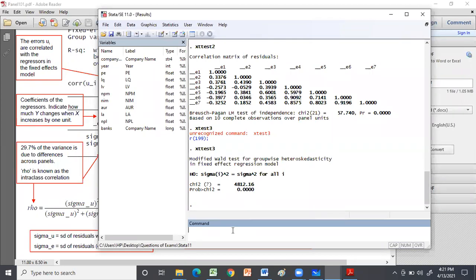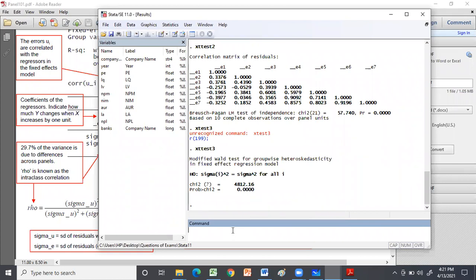Sigma i exponent 2 মানে হচ্ছে sigma i square is equal to sigma square for all i. মানে for i means group here. That means i means panel here. Panel 1, panel 2, panel 3. That means there are 7 panels or 7 groups in the data set we have. So we are assuming that sigma i square, that means the error variance we have calculated, this would be similar or constant for every panel or every group. That is the null hypothesis.